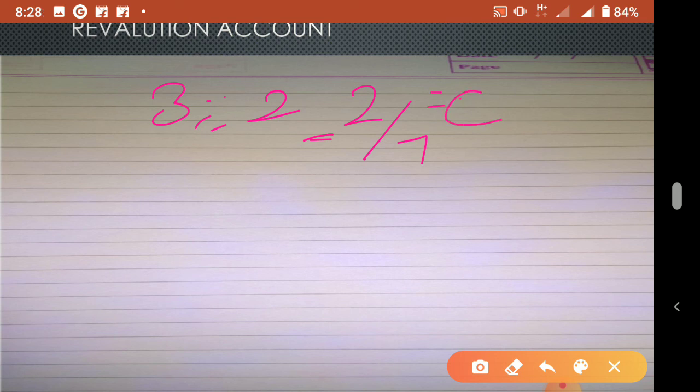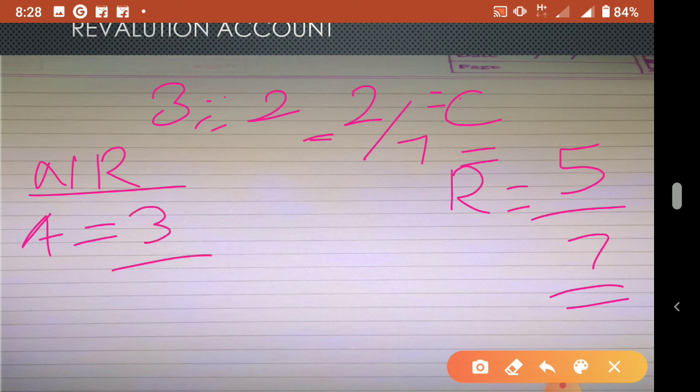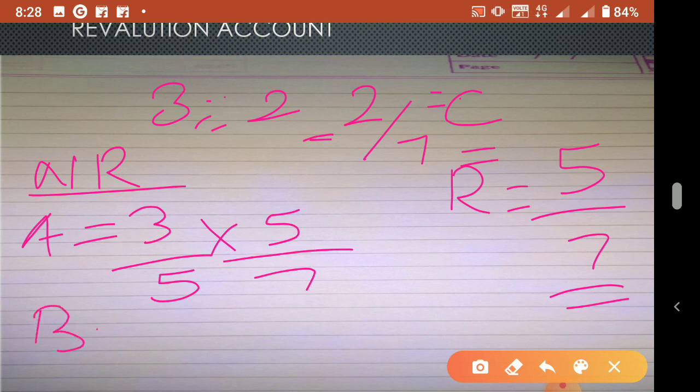Now what to do? How to calculate the new ratio? A is equal to the remaining share, how much we have to calculate. So the remaining share is how much? 2 by 7 is given to C, so the remaining share will be 5 by 7. So multiply this 5 by 7 into the old ratio. So A's new ratio will be 3 by 5 into 5 by 7. B's new ratio will be 2 by 5 into 5 by 7. Okay, C's ratio 2 by 7 is given, so that you can equalize. So that way you do.